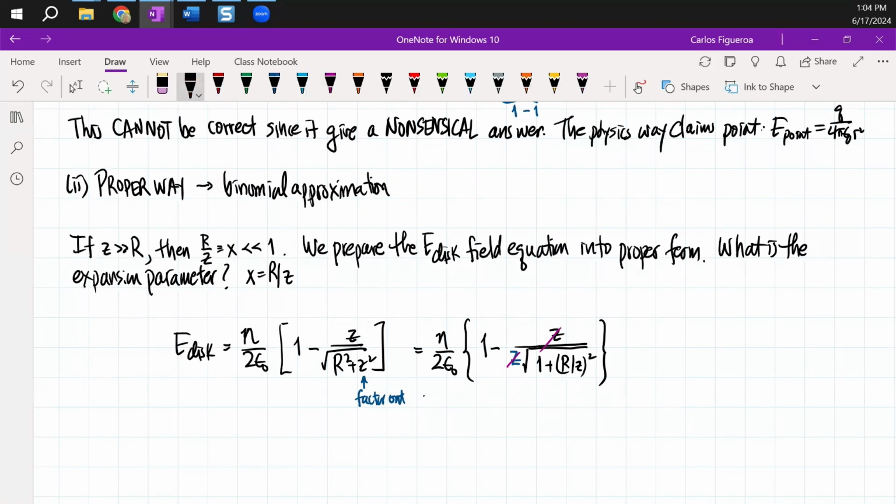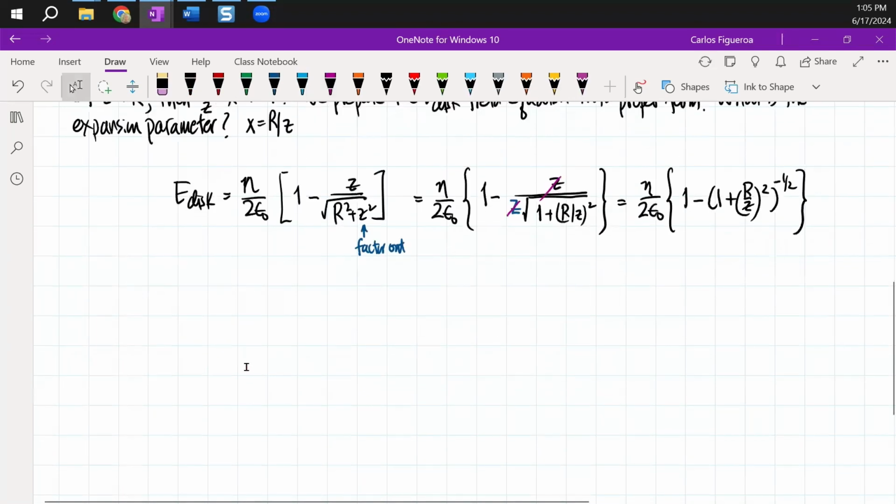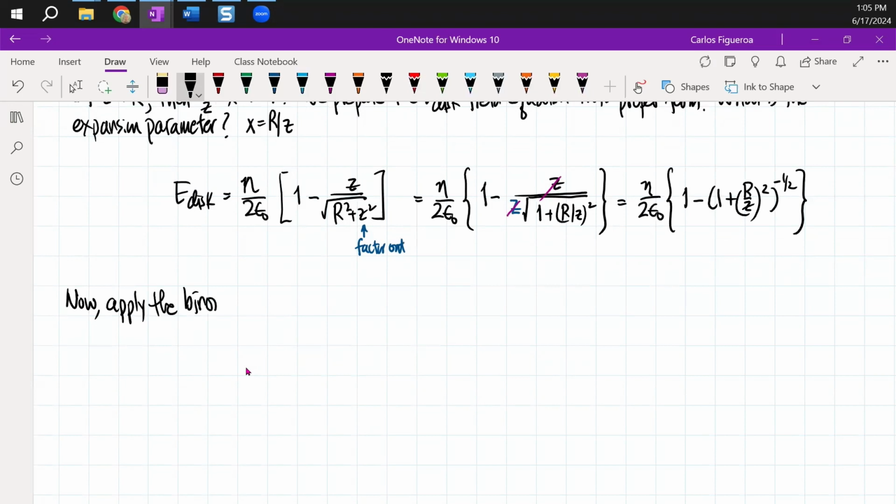So then if I put this into just a binomial form, I'm going to get 2 epsilon naught, and then 1 minus 1 plus (r over z) squared to the minus 1/2. So now I'm going to say that's in proper form. So now apply the expansion, the binomial approximation.